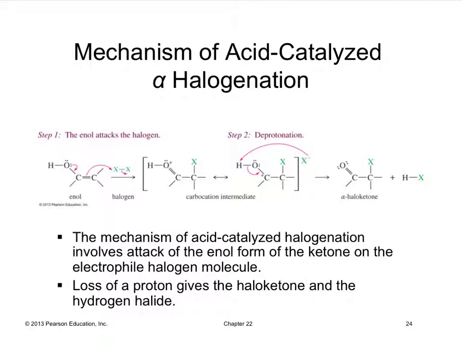Mechanism of the alpha halogenation that's acid catalyzed. First step is you're going to protonate, so this is showing it as the enol already. So from here, it's already been protonated. Now electrons come down, attack the halogen, forming this keto form, and then you have electrons quenching that positive charge, and now you have this carbocation. Then the halogen ion will attack the H. Electrons will then come down to form the alpha haloketone.